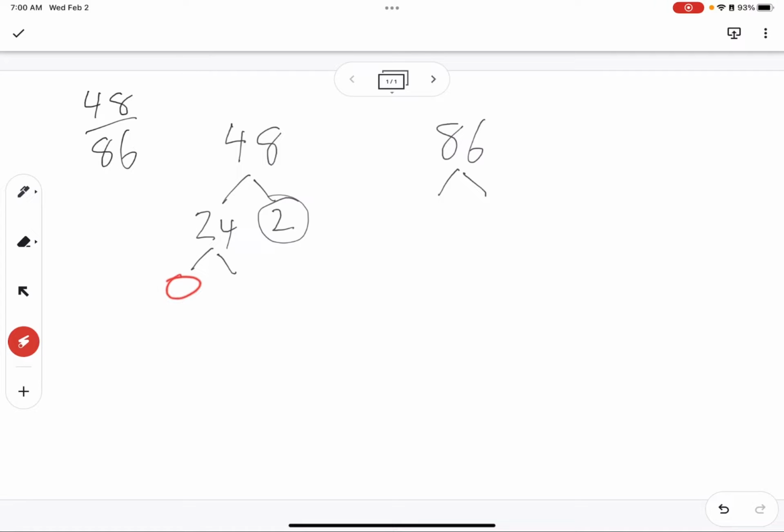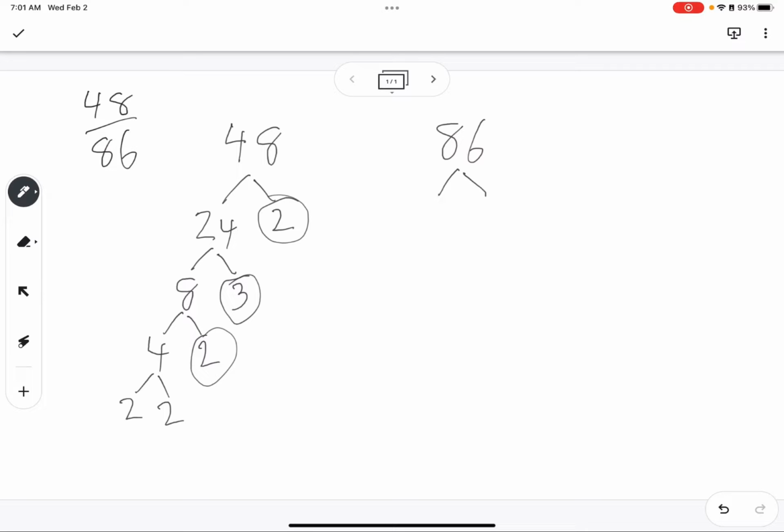So I write the two little legs underneath the 24 and figure out, what two numbers can I multiply to get 24? Let's say 8 and 3. Then I look and see, are either of these prime numbers? Yep, 3 is, but 8 is not. So I put the little legs under that. What two numbers can I multiply there? 4 and 2. Are either of these prime? Yep, 2 is. 4 is not, so I put the little legs under 4 and look at what two numbers I can multiply to get 4. I've got 2 and 2. And both 2's are prime, so I circle that.